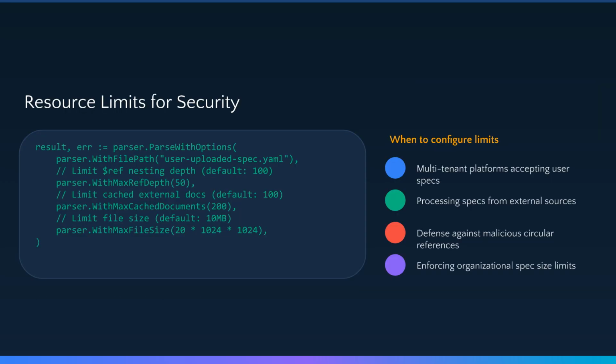Resource limits are a security feature for environments where you process specs from untrusted sources. Without limits, a malicious spec with deeply nested circular references could consume unbounded memory and CPU. The MaxRefDepth limit controls how deep ref resolution can go. MaxCachedDocuments limits how many external documents can be loaded. MaxFileSize prevents processing enormous documents. All limits have sensible defaults, but you should tune them based on your environment.